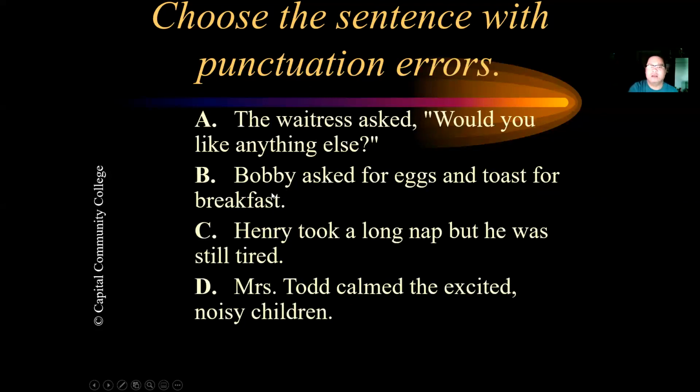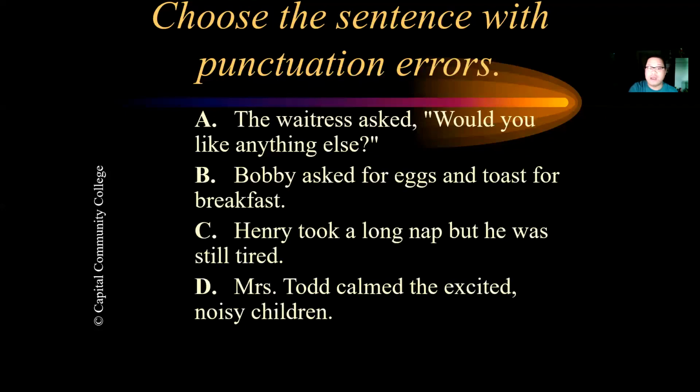Okay. Letter B. Bobby asked for eggs and toast for breakfast. How many series are we enumerating? Only two. So if you only have two items in a series, there's no comma needed. Okay, so letter B is correct. Now, letter C and D would be your choices. So let's try letter D. Mrs. Todd calmed the excited, noisy children. Remember the coordinate adjectives. So two adjectives right here, excited, comma, noisy children. So letter D is correct.